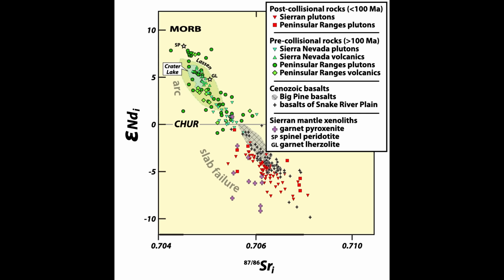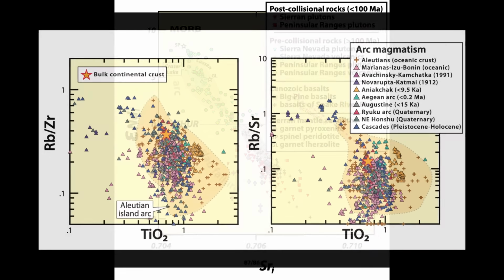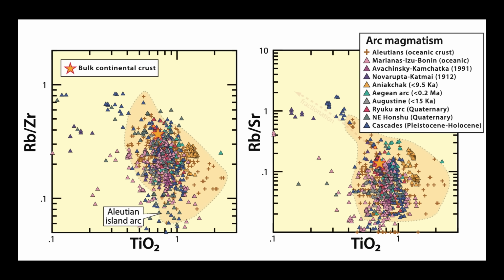So what Joe and I did, we said, wow, okay, these rocks are all from the mantle. How much crust can be involved in these rocks? So we plotted up crustal arc rocks, arcs that pass through continental crust, and compared them to arcs that didn't pass through continental crust, just came up through oceanic lithosphere. And we found that they're basically the same.